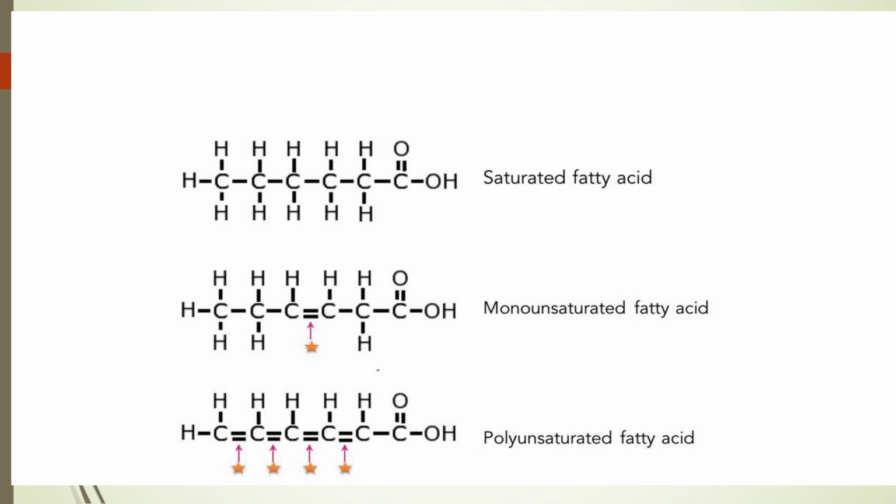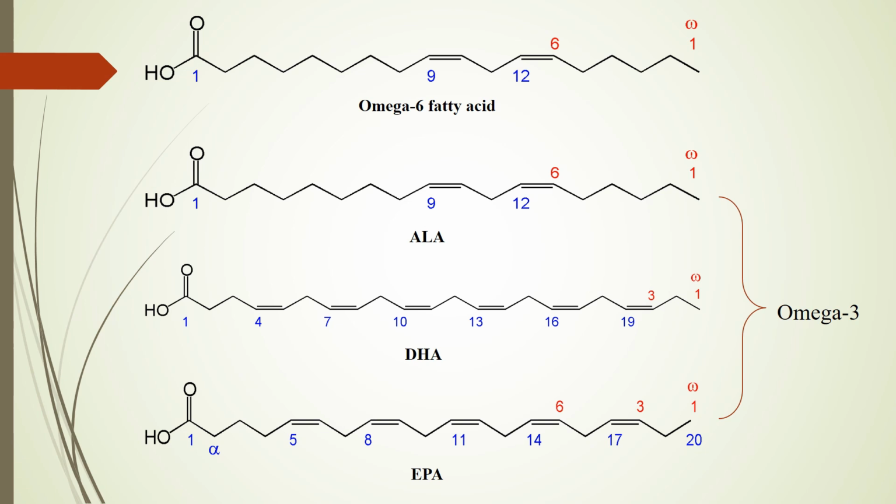So that is the basic difference between saturated and unsaturated fatty acids, and also monounsaturated and polyunsaturated fatty acids. In polyunsaturated fatty acids, there are two types, omega-3 and omega-6 fatty acids. Omega-3 fatty acids include ALA, alpha-linolenic acid, which you get from plant oils like soybean and canola oils. The major source of DHA and EPA is fish or seafood.